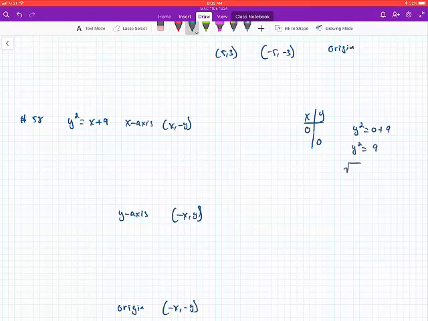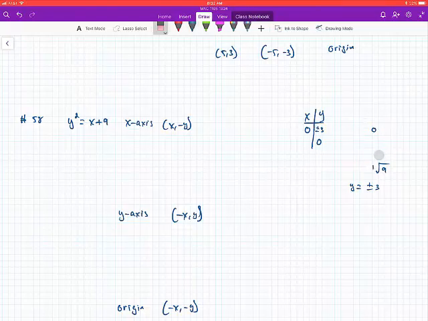And then I take the square root of both sides to get rid of that square. So I get the square root of y squared is equal to plus or minus the square root of 9, which gives me y is equal to plus or minus 3. And just to save some space, I'm going to write it here as plus or minus 3. The next thing is I make y 0 and I solve for x.